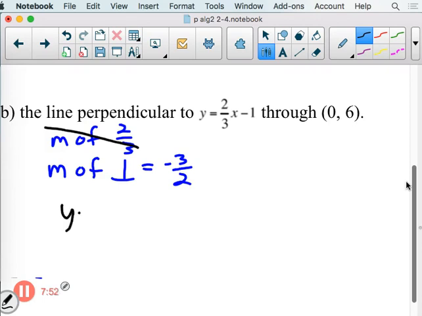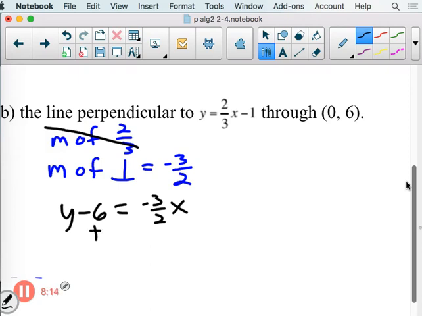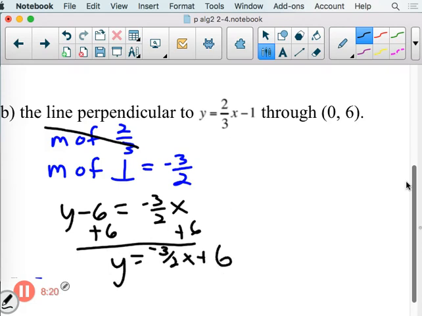All right, so point slope form would look like what? Y minus 6 equals negative 3/2. Just x, because it's a 0. Good. Yeah, let's skip that step if we can get away with it. Well, that looks super close. What do we have to do? That's it. Add 6 to both sides. Y equals negative 3/2 x plus 6. Bam.